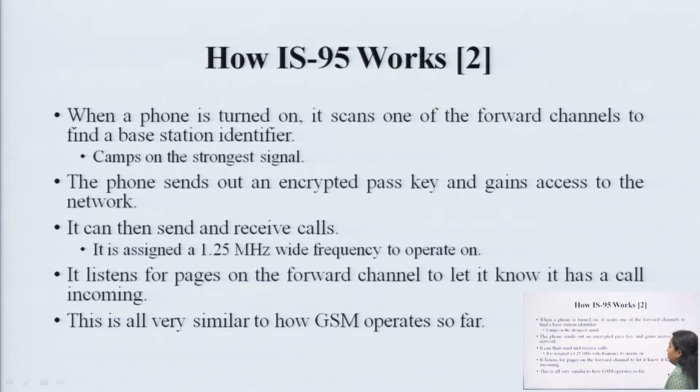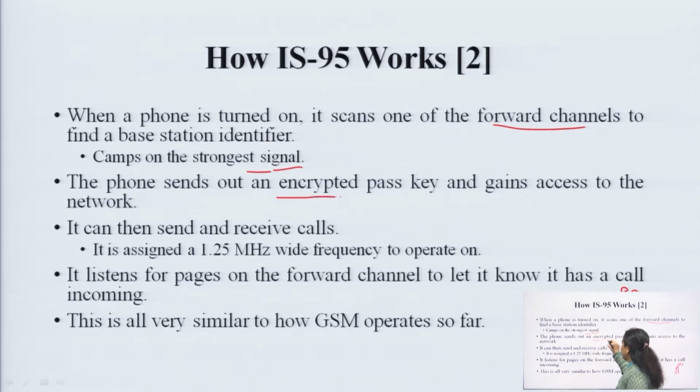So, how does this work? When a phone is turned on, it scans one of the forward channels to find a base station identifier and camps on the strongest signal. What does it mean? Let us say this is a base station and this is your mobile phone. Whenever your mobile phone turns on, or whenever you want to transmit some information and initiate a call, it scans for the forward channel which has the strongest power, and it camps on the strongest signal, meaning it will grab whichever channel is free.